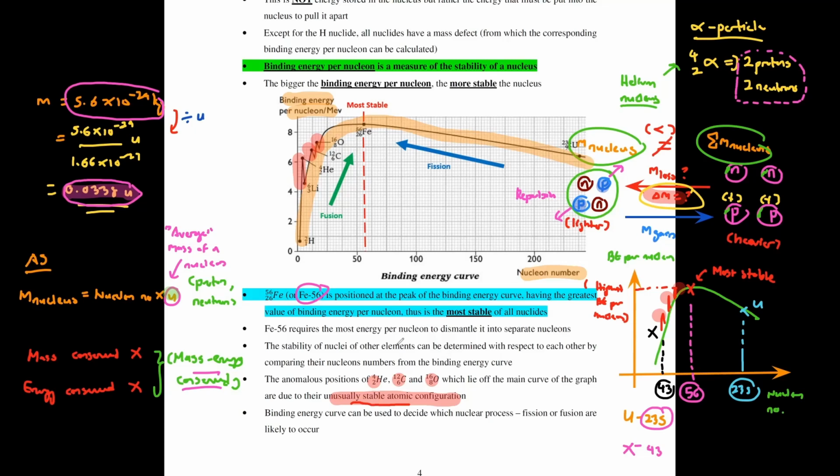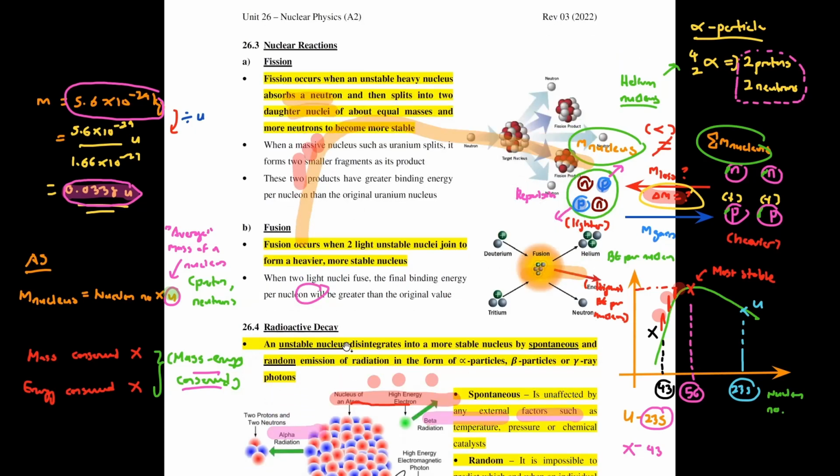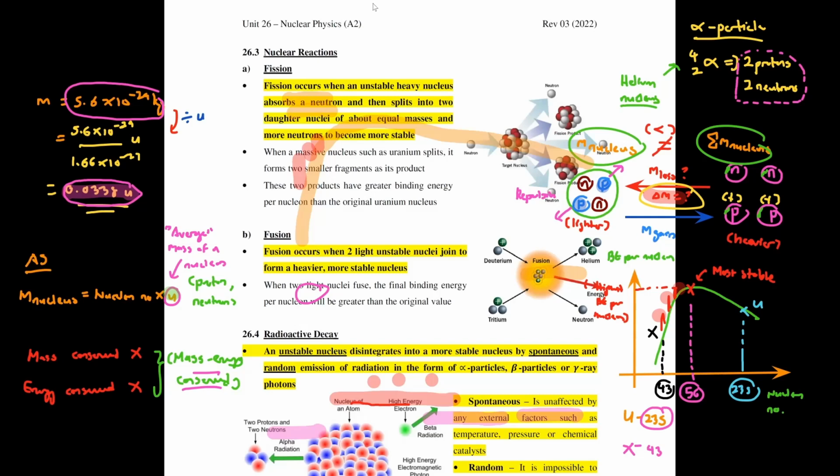Now apart from allowing you to determine the positions of certain nuclei given the nucleon number, this graph allows you to determine what particular nuclear process will occur, whether a fission or fusion process will occur. Fission and fusion, you may have learned in IGCSE already, so this is a revisit of those two terms.